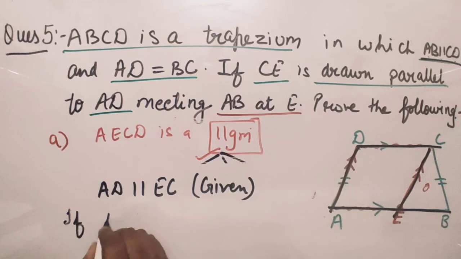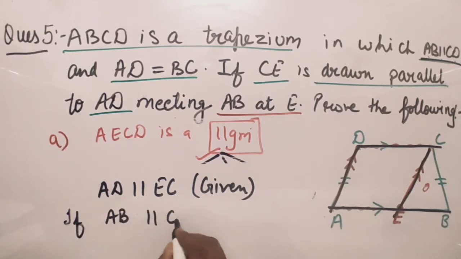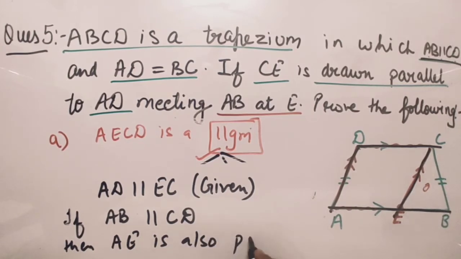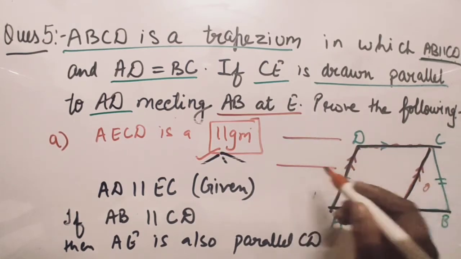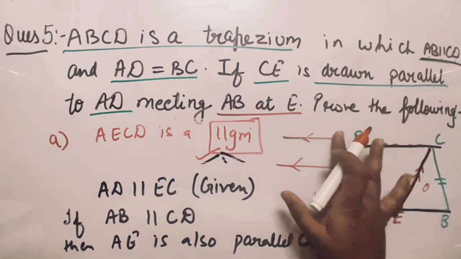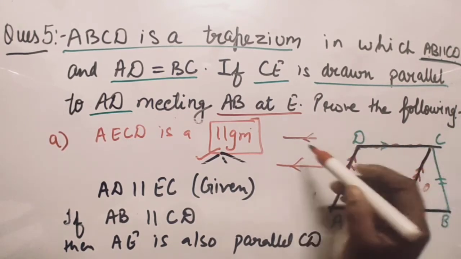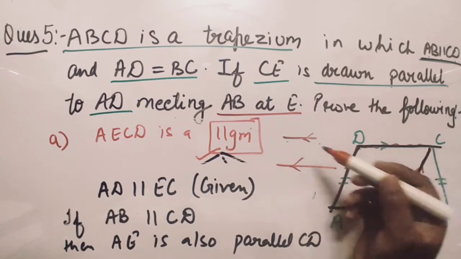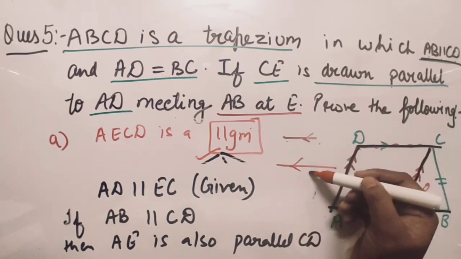If AB is parallel to CD, then we can say that AE is also parallel to CD, right? Why is it so? Because if we have two lines, and I say that these two lines are parallel, and I cut short another line, will that line remain parallel to the other side or not? It will remain parallel.